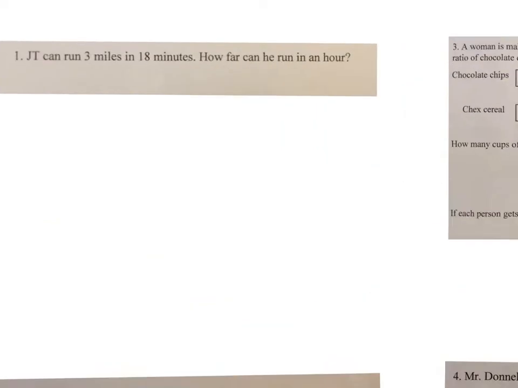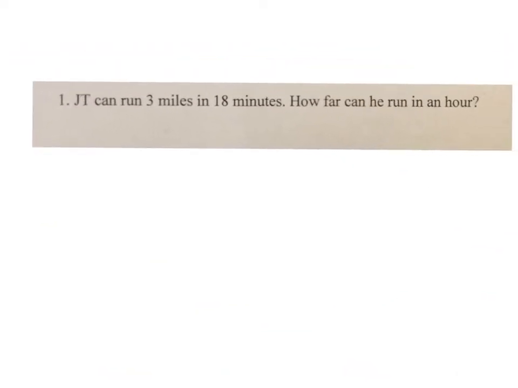Alright, so here we're going to review 4 math ratio problems. I'm just going to zoom in on each one and talk about it and show you how you do it. JT can run 3 miles in 18 minutes. How far can he run in an hour?